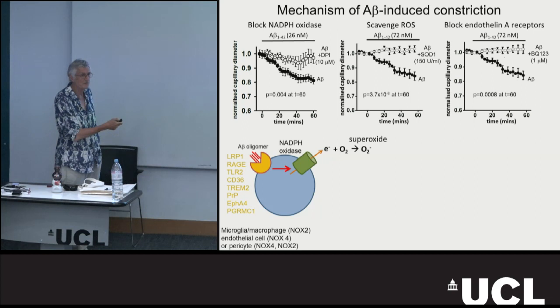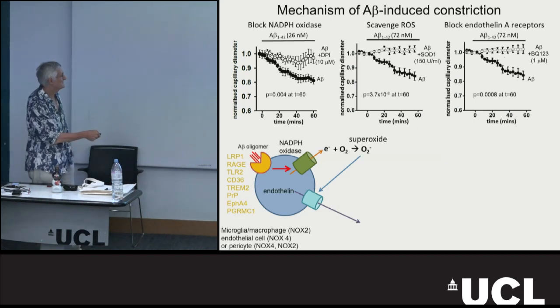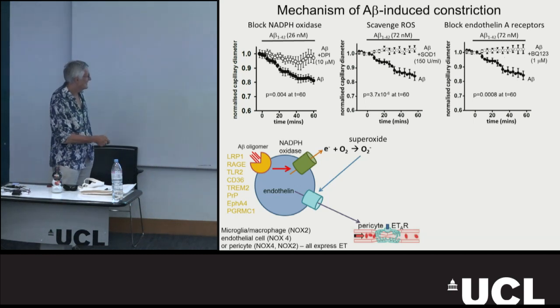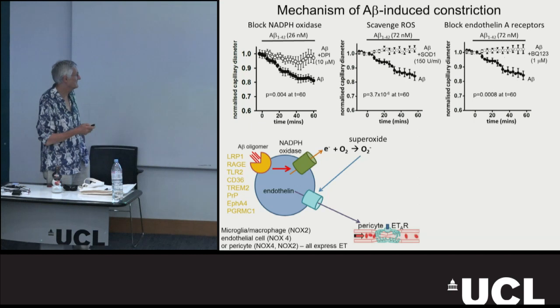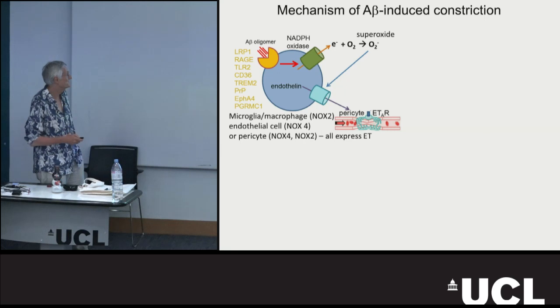And also Seth Love's group has shown that the level of endothelin goes up in the postmortem AD brain. That also completely blocks this constriction. So we think somehow the reactive oxygen species release endothelin, and that acts on pericyte endothelin A receptors to constrict them. At the moment, we're not sure which NADPH oxidase it is, but I'll show you some suggestive data that it's NADPH oxidase 4 in pericytes. All of these cells express endothelin, so we don't know where the endothelin is coming from yet.